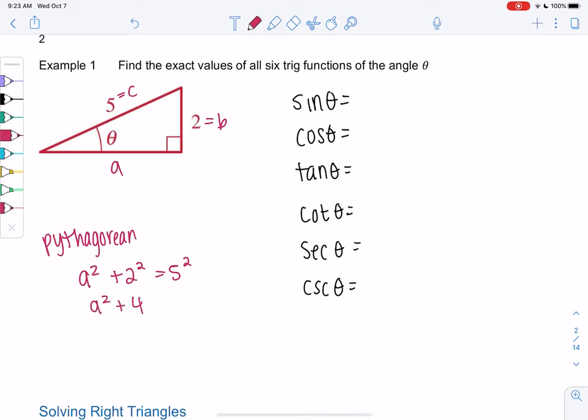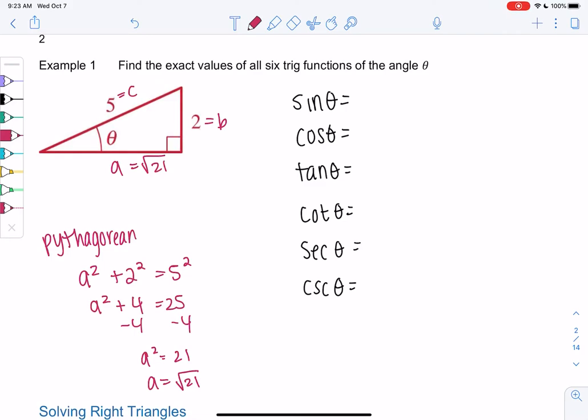So what do we get? a squared plus 4 is 25. So a squared is 21. We'll just write a as square root 21. Has to be positive because it's the length of a triangle. Can't have a negative length. Cool. And now we can find all 6 trig functions.